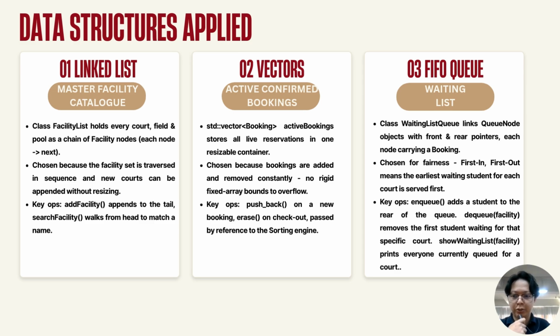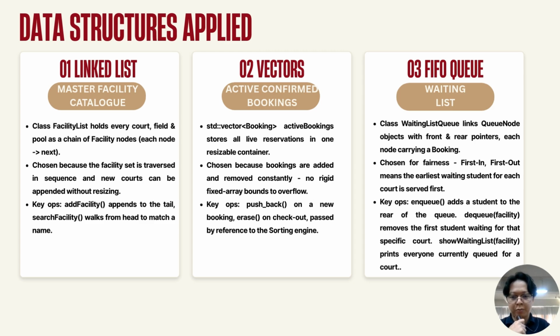So now I will walk you through the technical backbone of our system. Everything in our system runs on three core C++ data structures and one main application level. Each one of these solves a different problem. So the first one is the linked list. We use the singly linked list for our master facility catalog.